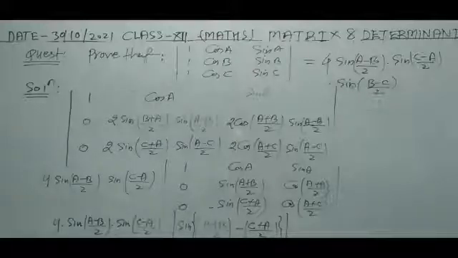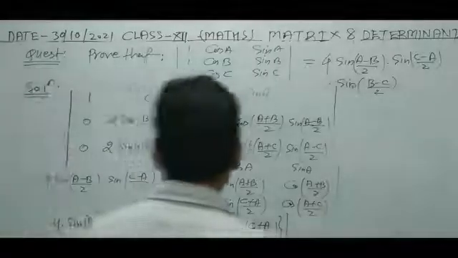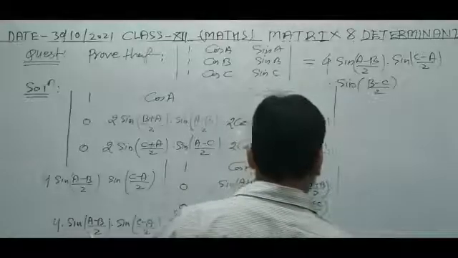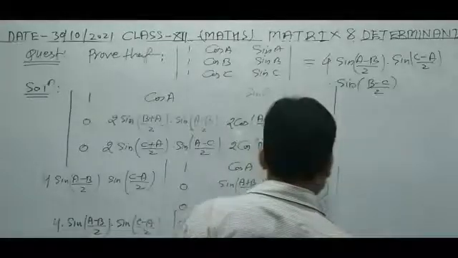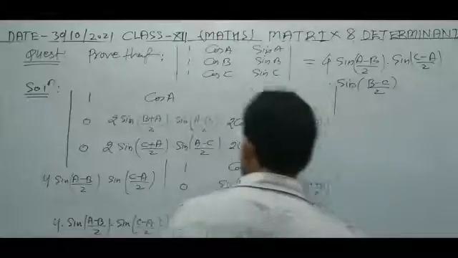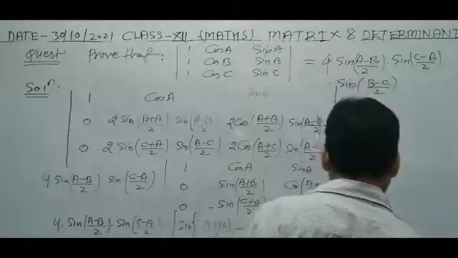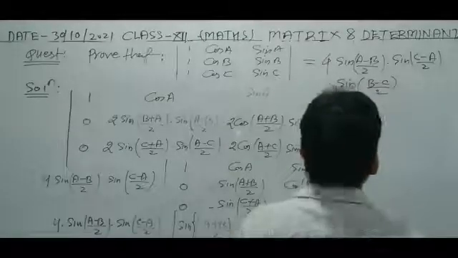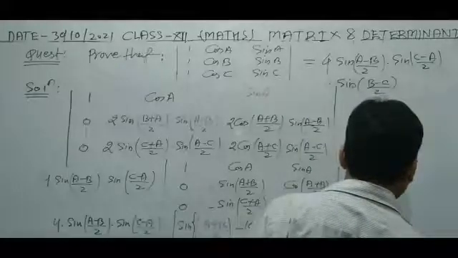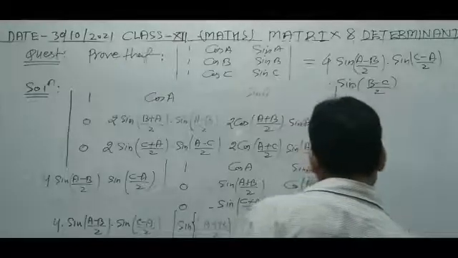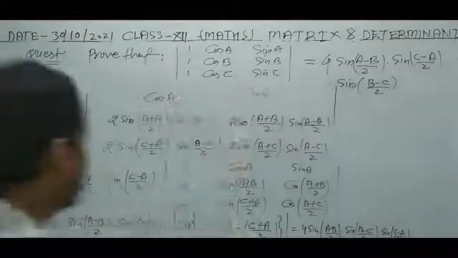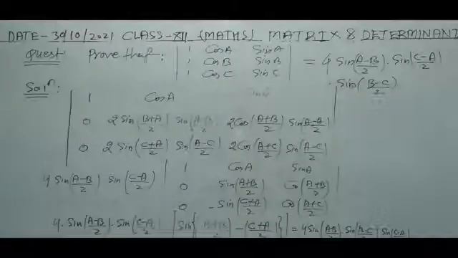Now its result will be, see, this result is 4 times sin of (a minus b) by 2 into sin, this result is (b minus c) by 2, and third result is sin of (c minus a) by 2. Hence proof. Now this is our proof. See.